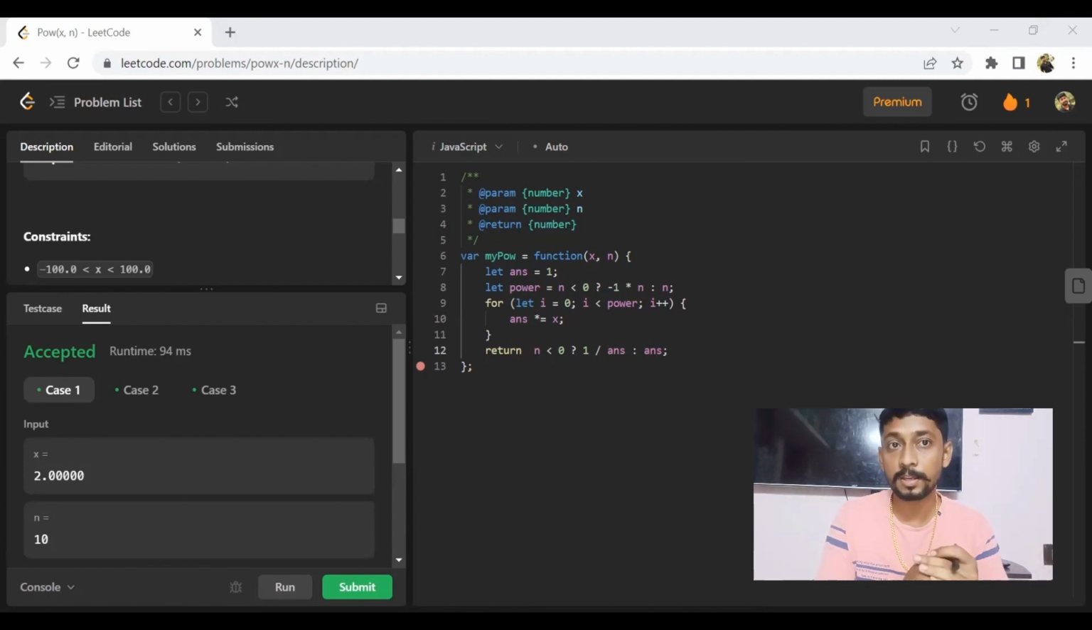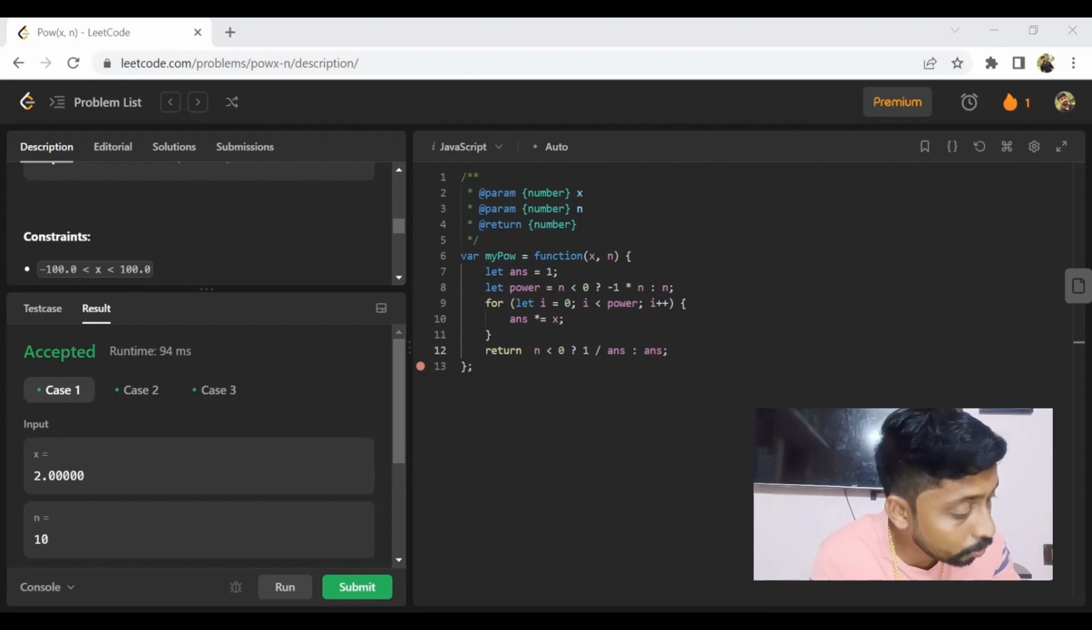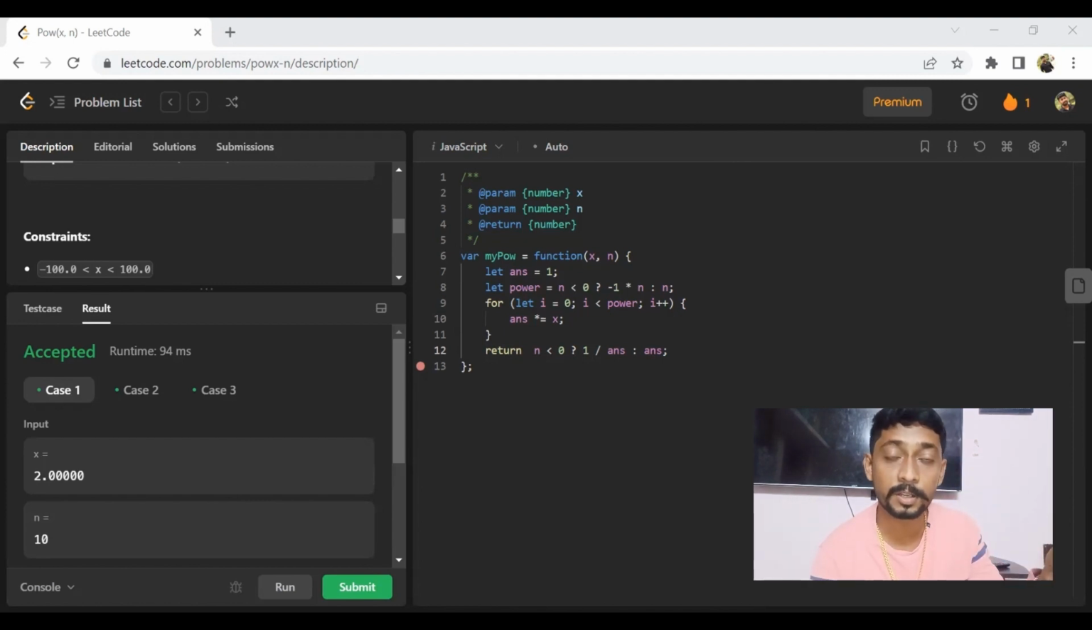Okay, so how do we optimize this? Again guys, there is a very simple intuition behind the scenes. Every time, you are iterating x till n. Just consider this test case: what about 2 to the power of 6? How are we going to derive this number? So 2 to the power of 6 is 2 to the power of 3 into 2 to the power of 3.